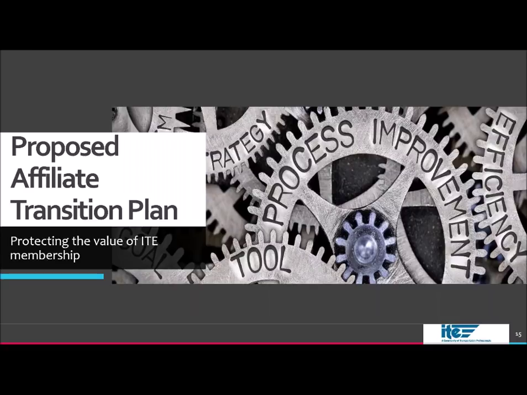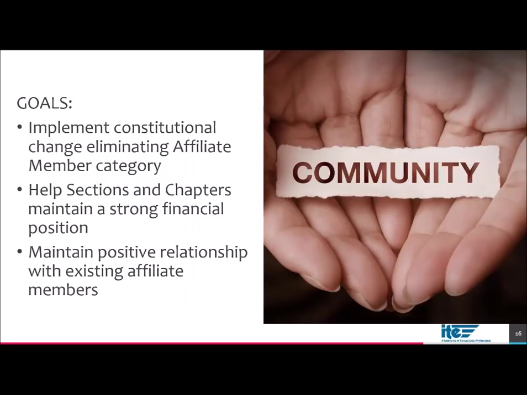With our constitutional amendments that were adopted last year, the affiliate category of membership went away. The history there, historically going way back, we were the Institute of Traffic Engineers. To be a member of ITE, you had to be a traffic engineer. If you weren't, you couldn't be a full member of the Institute. The way you participated was as an affiliate.